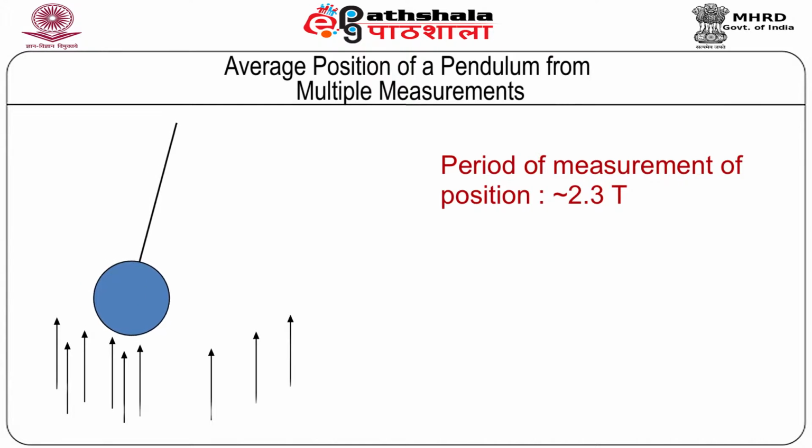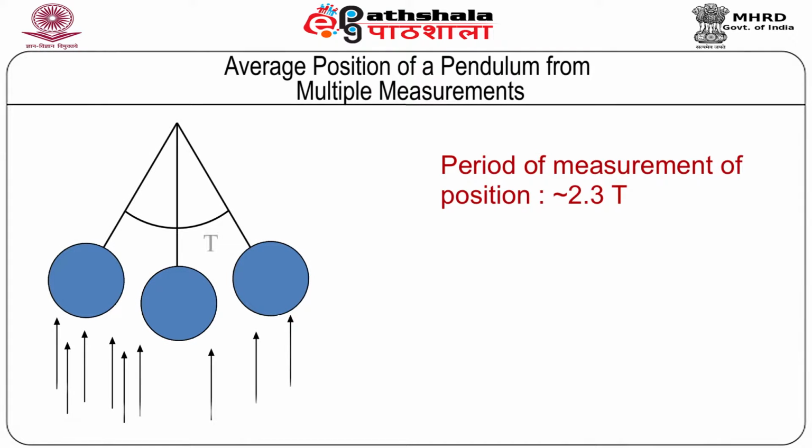Because this pendulum is moving fast and we are taking pictures with a rather slow camera, the average position of the pendulum will appear here, which is definitely a wrong estimate, because we know that the average position of the pendulum is always at this point. So we made this wrong estimation because we had taken a large time period.